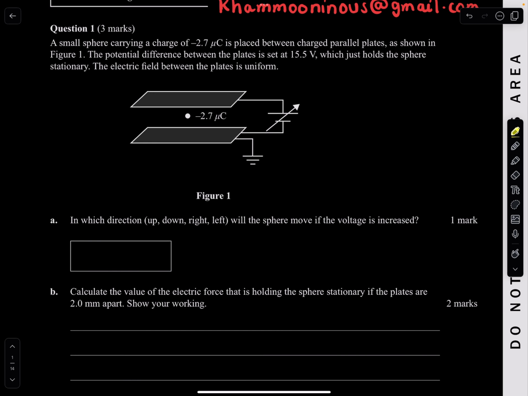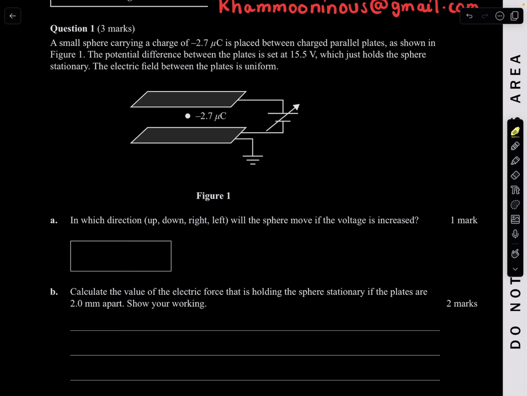Question 1. 3 marks. A small sphere carrying a charge of negative 2.7 microcoulombs is placed between charged parallel plates as shown in figure 1. The potential difference between the plates is said to be 15.5 volts, which just holds the sphere stationary. The electrical field between the plates is uniform. In which direction, up or down or right or left, will the sphere move if the voltage is increased?